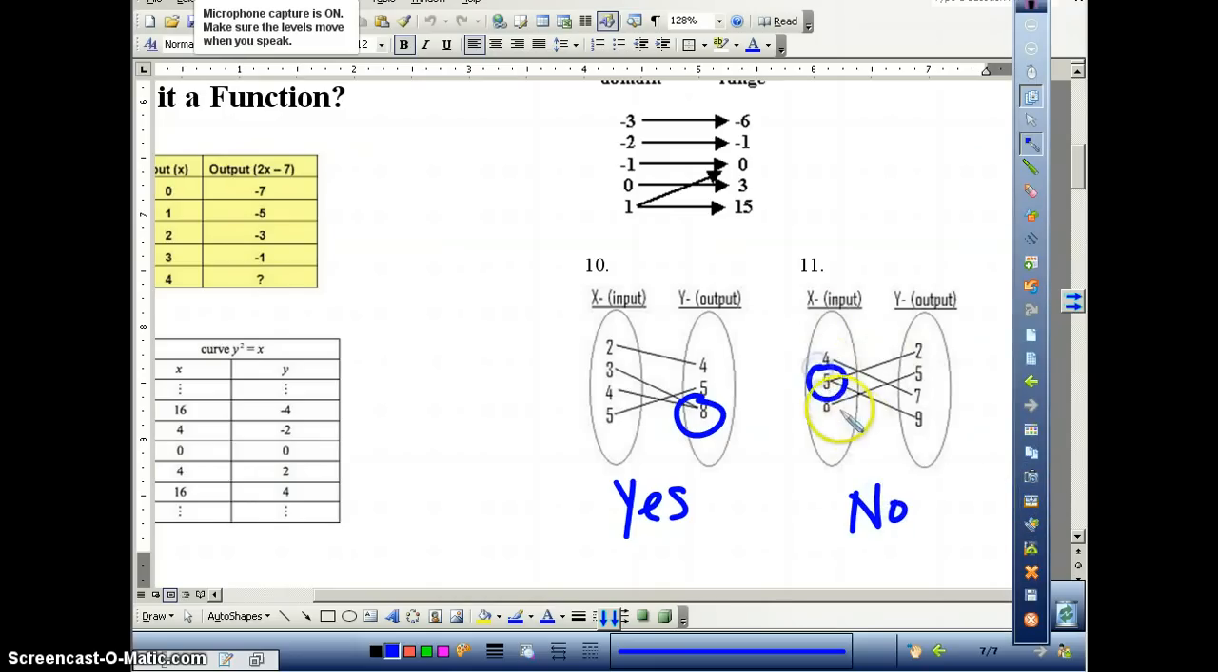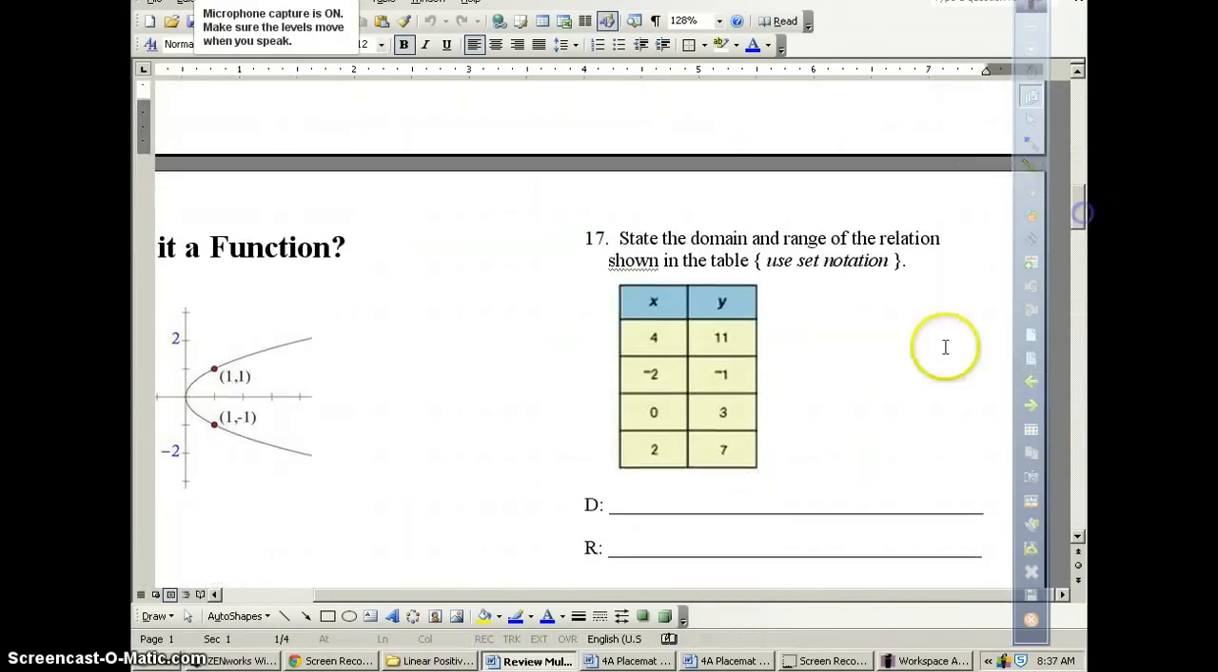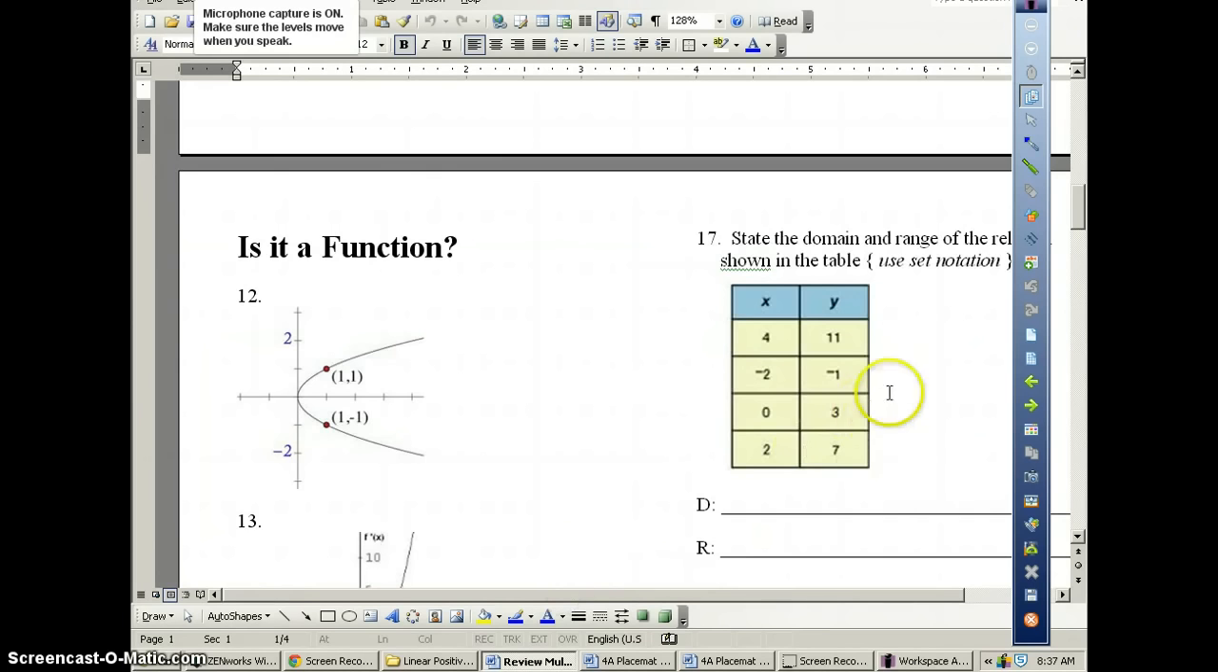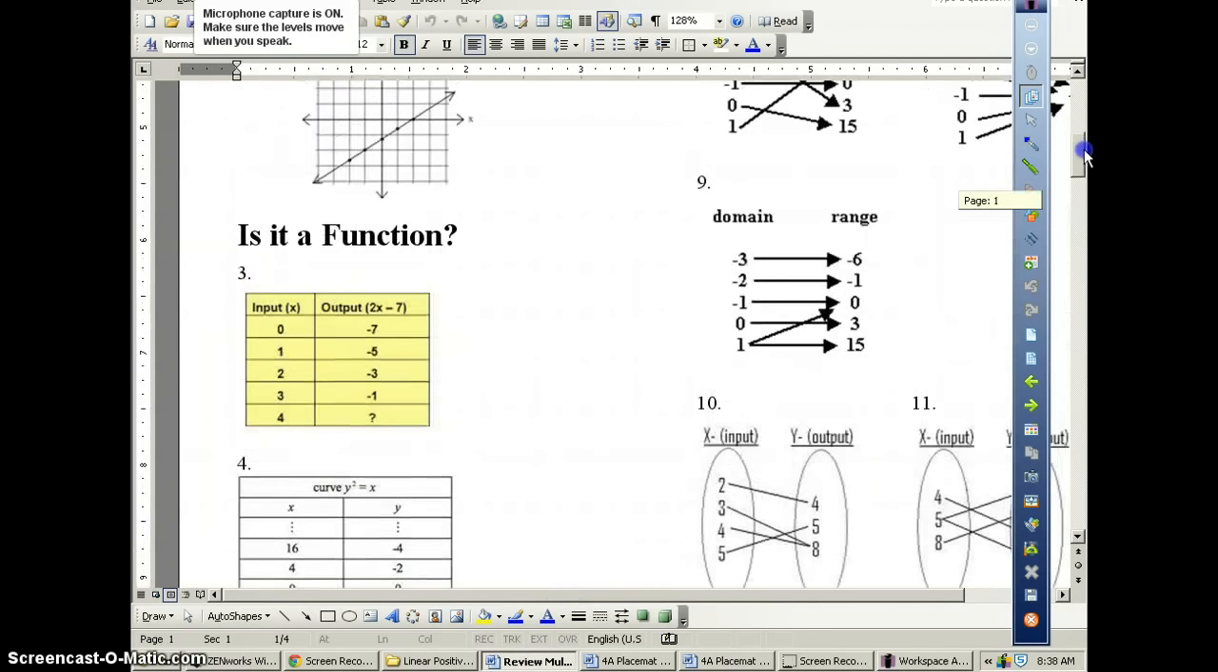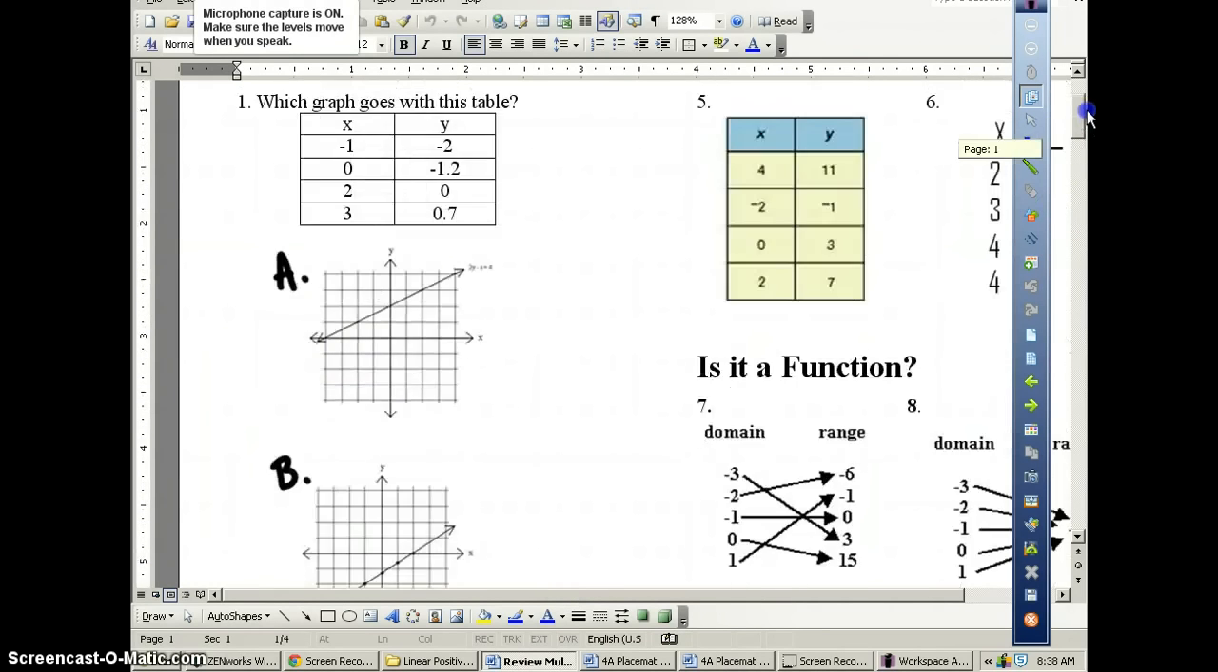That's right. You can't have those two. 5 is being paired with 2 and 9, and that's not allowed with a function. It is a relation, though, but not a function. Okay. I have shown you guys how to tell if it's a function from a table, from a mapping diagram.